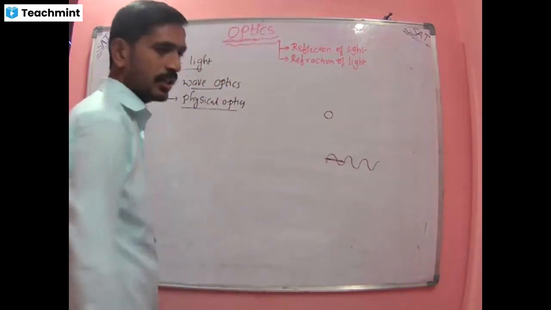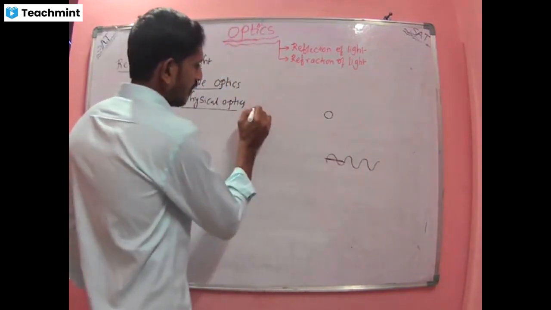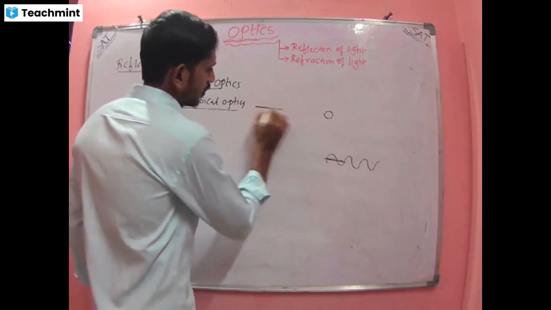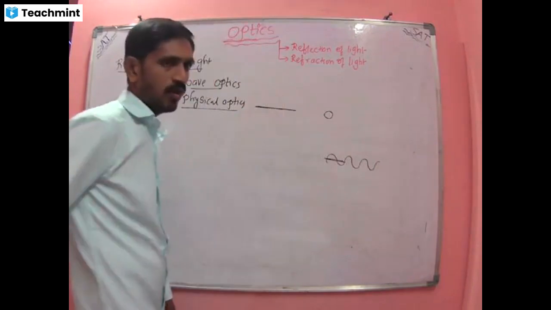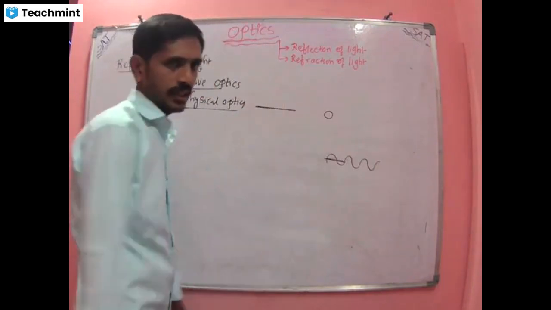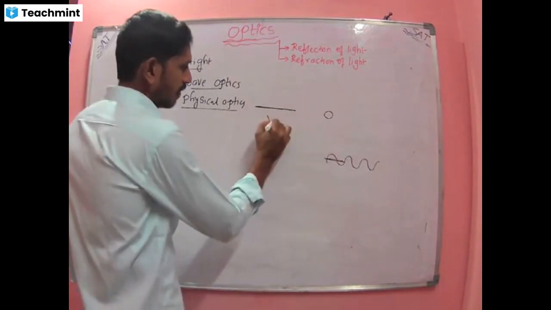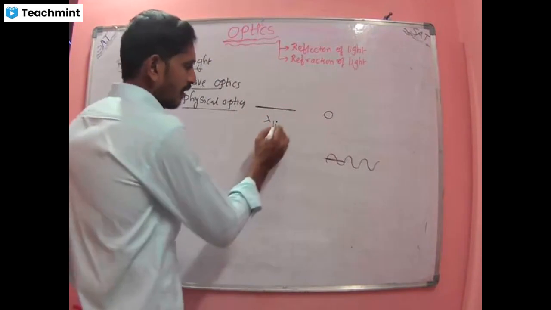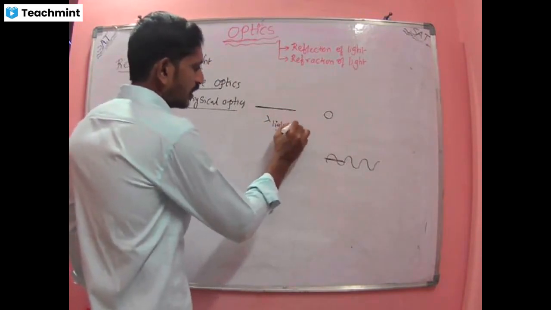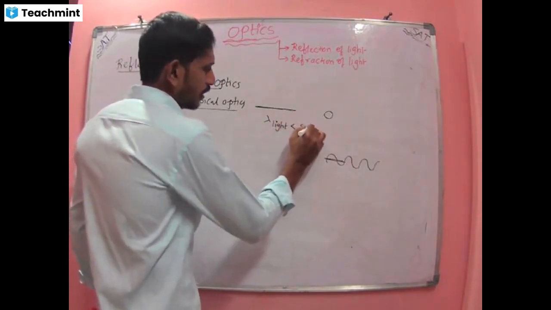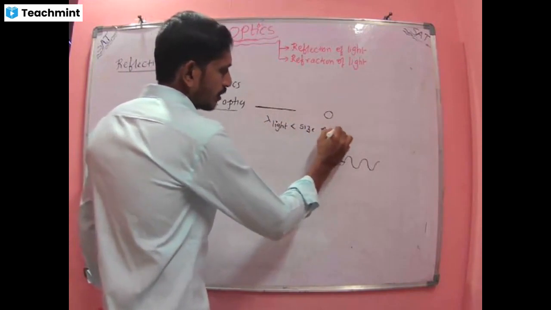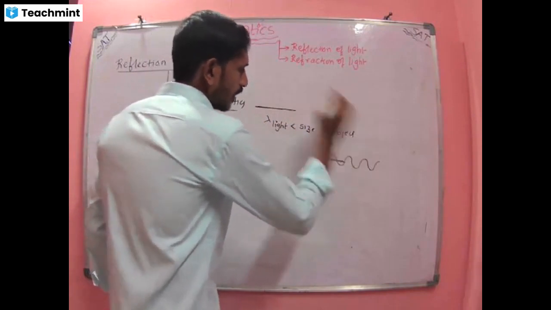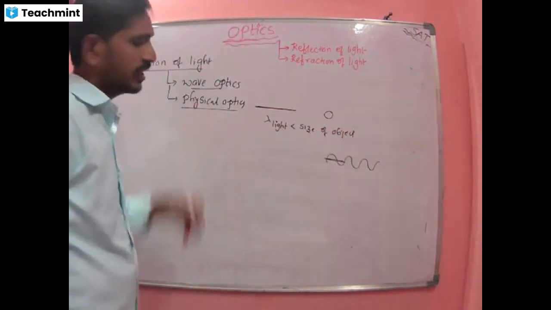So what does physical optics mean here? The wavelength of the light is smaller, far less than the size of the object. The wavelength of the light, represented by the letter lambda, is always less than the size of the object. That type of study is called physical optics.